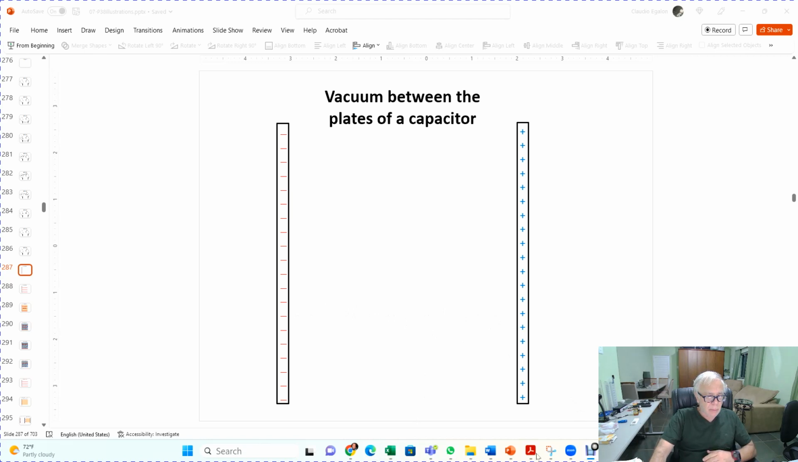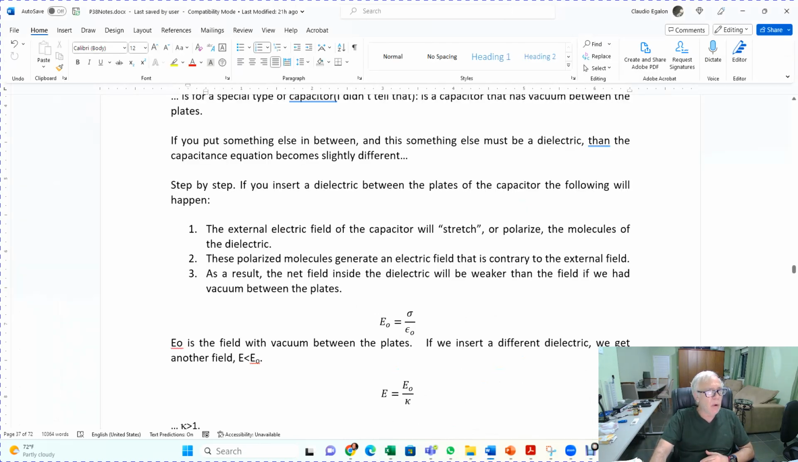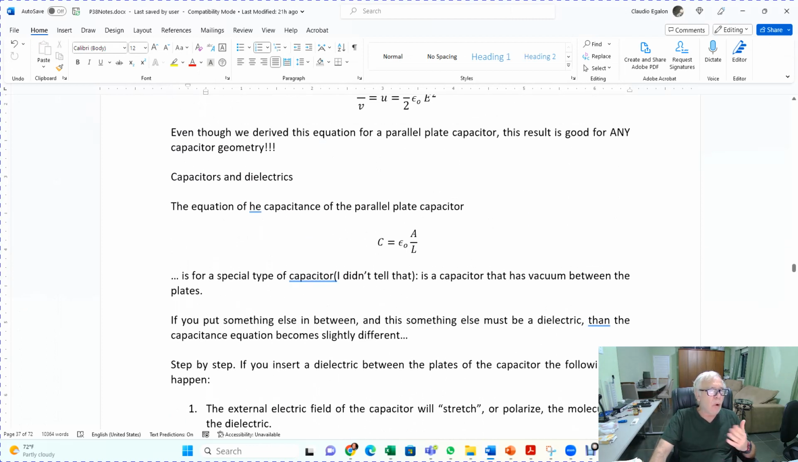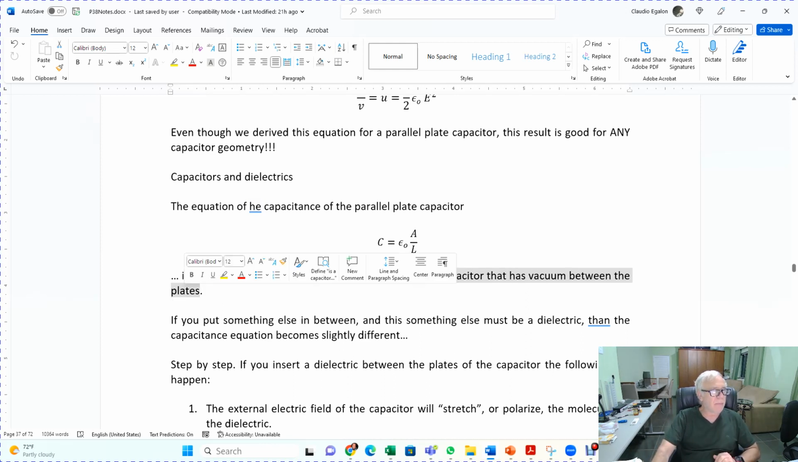So those equations that you saw that we derived apply only to the case where there is only vacuum or air between the plates of the capacitor. Okay? So here you go. It's a capacitor that has vacuum between these plates. So the question is, what if instead of vacuum we start to introduce some dielectric material in there?